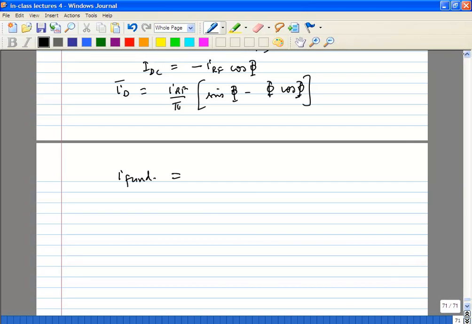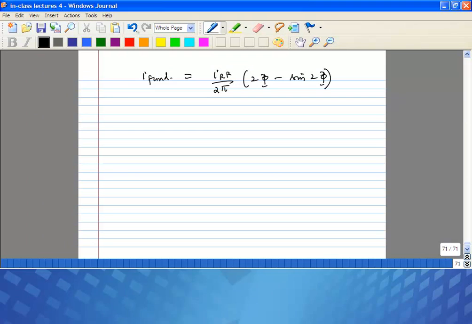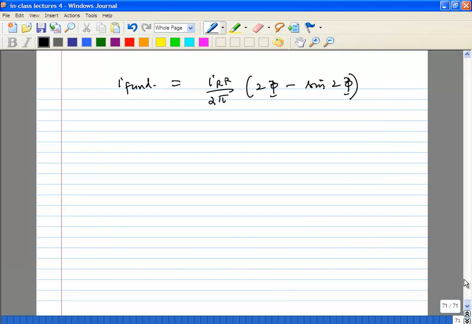You can show that the fundamental is IRF over 2 pi times 2 phi minus sin 2 phi. So you can go through this, you can look at the notes. The thing to remember is you can find expressions for the efficiency in terms of phi. You can find expressions for the output power in terms of phi and so on. So I'll just give you this.